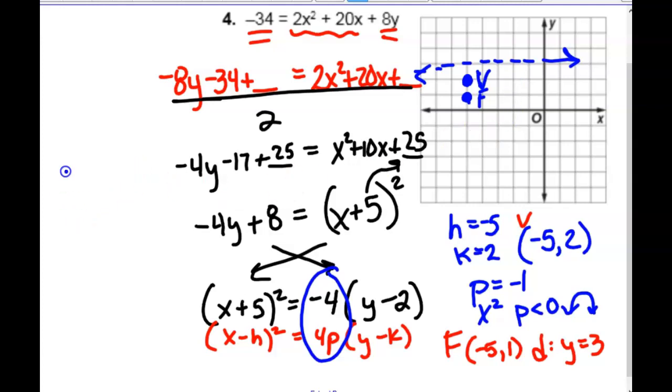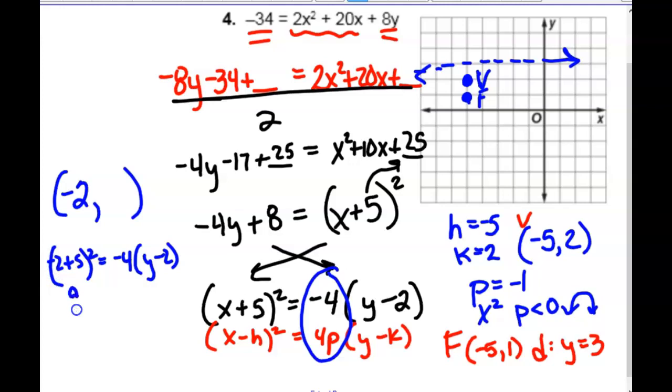So if I go over here and I put in a negative 2, I'd have negative 2 plus 5 squared equals negative 4 y minus 2. This would be 3 squared is 9. Then I need to divide by negative 4. Negative 0.5 maybe? Negative 0.25? Negative 9 divided by 4 plus 2. I got negative 0.25. Anybody else getting that?